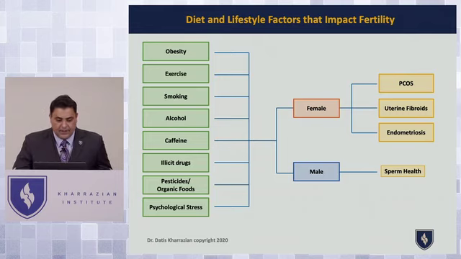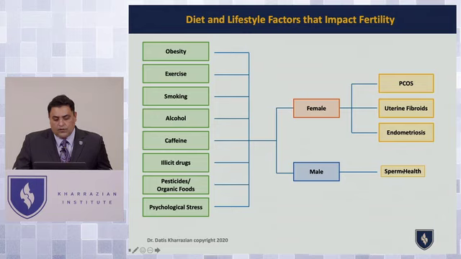If you look at this, on the left-hand side, we have diet and lifestyle factors associated with both male and female fertility, in green. We'll go through those first. And then I'll show you the research and go over the clinical applications and information with diet and lifestyle, specifically for PCOS, uterine fibroids, endometriosis, and sperm health.